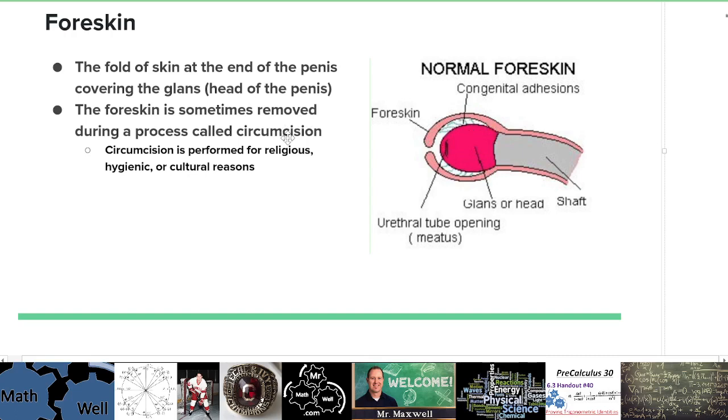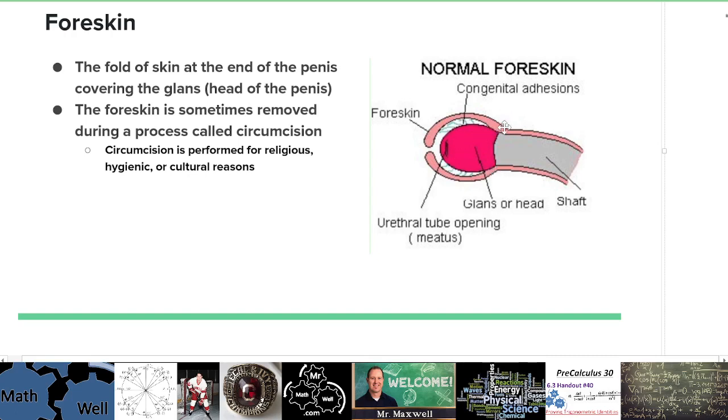The foreskin is sometimes removed during a process called circumcision, and so this is talked about in Bible times. Circumcision is a very old religious tradition. Abraham, the Israelites, they dedicated themselves to God by circumcising their males, and it was a process of dedication to the Lord, that sort of thing.